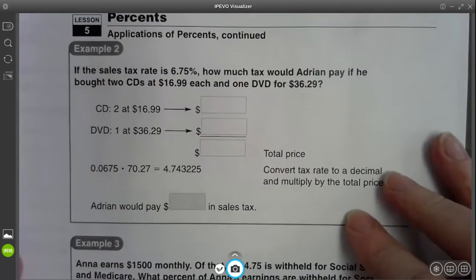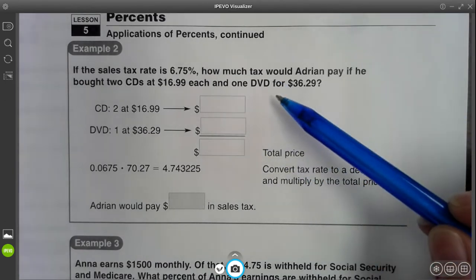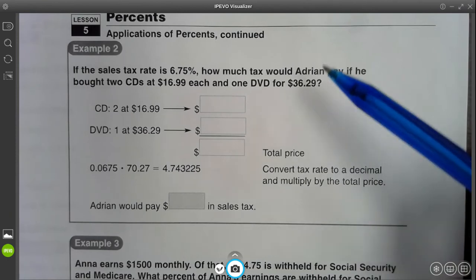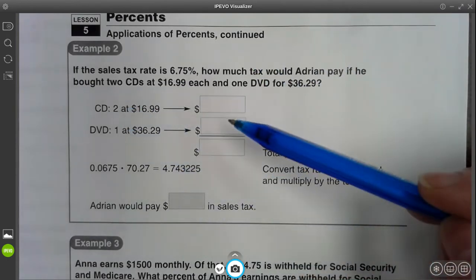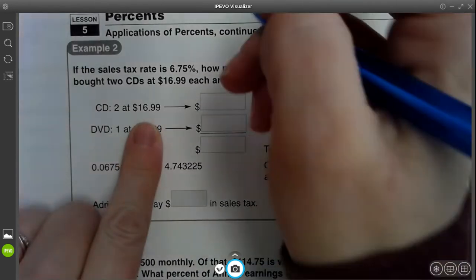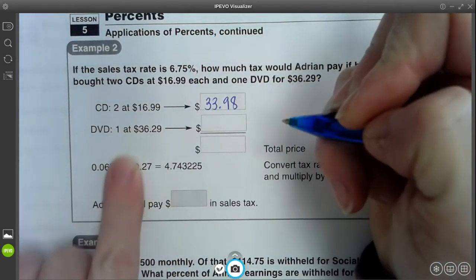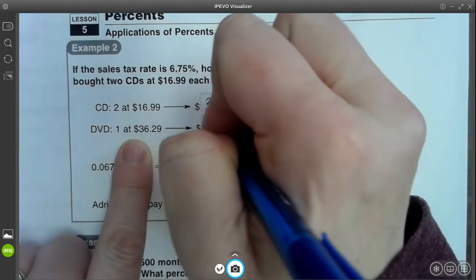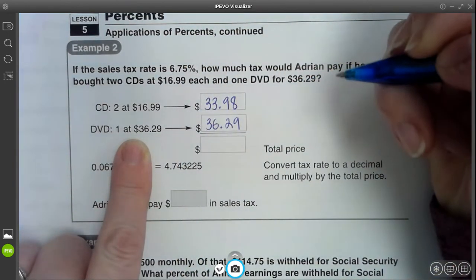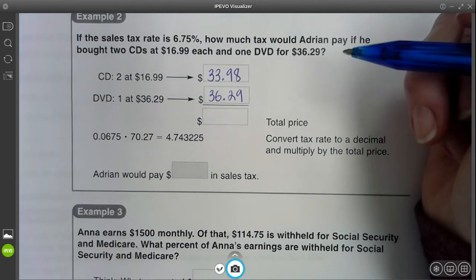All right, the next page says if the sales tax rate is 6.75%, how much tax would Adrian pay if he bought 2 CDs at $16.99 each and 1 DVD for $36.29? Okay, so first of all, let's figure out the total amount before the sales tax. So 2 CDs at $16.99. If I multiply 2 times $16.99, that's $33.98 for the CDs and 1 DVD for $36.29.